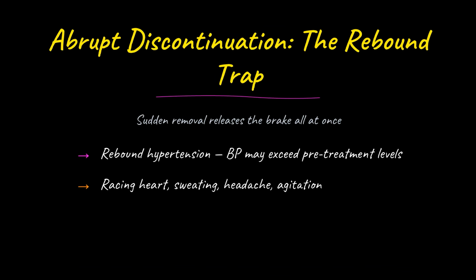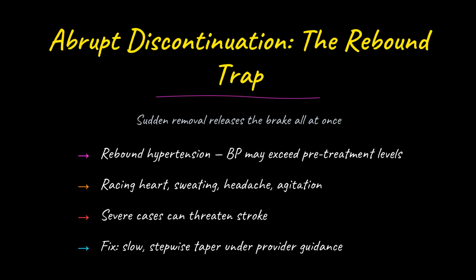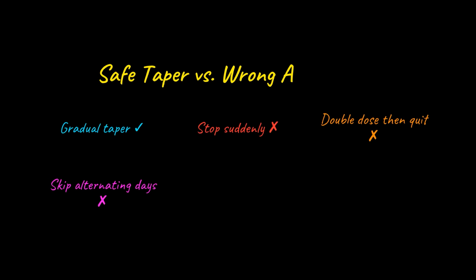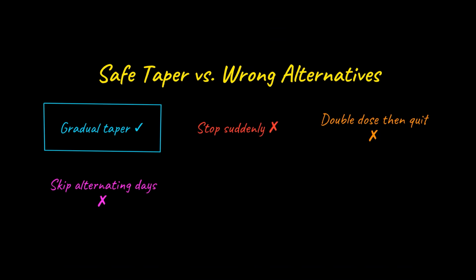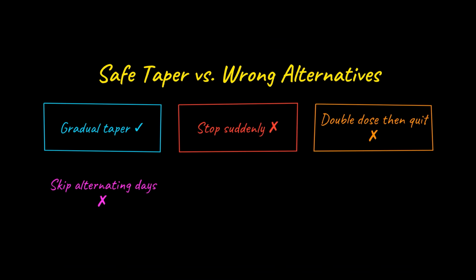Blood pressure can rocket above pre-treatment levels, accompanied by a racing heart, sweating, headache, and agitation, severe enough to risk a stroke. The only safe exit is a gradual provider-guided taper. Only a steady stepwise reduction lets the body relearn its own blood pressure control. Stopping suddenly invites the rebound surge. Doubling the dose before quitting deepens sedation without preventing rebound. Skipping doses on alternating days creates unstable drug levels rather than a smooth descent.